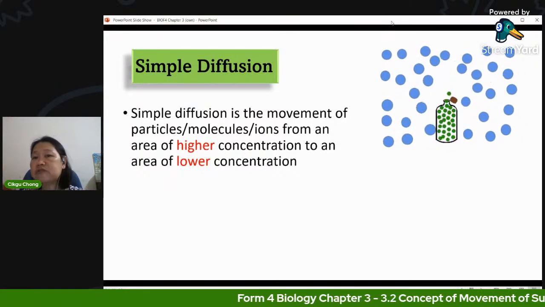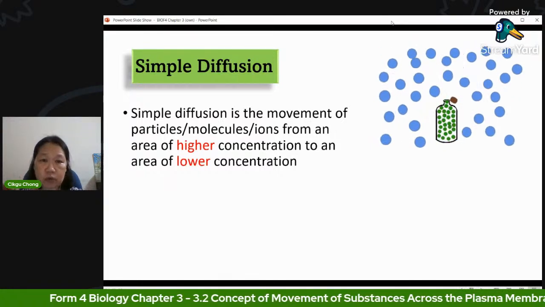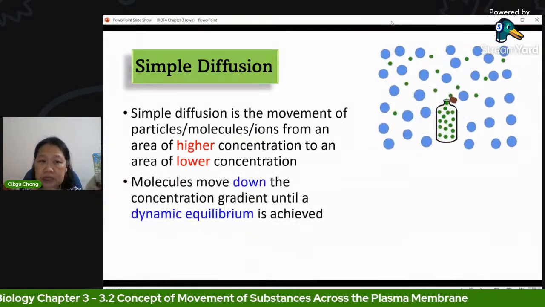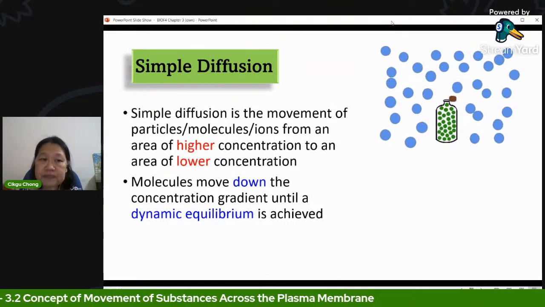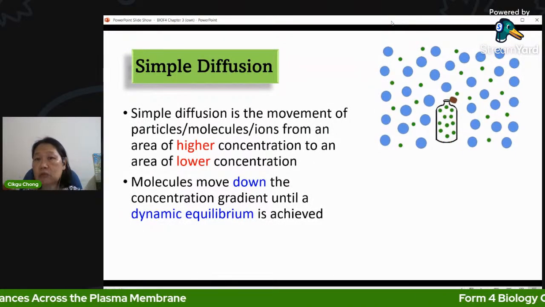In the beginning, there's not even one molecule of the gas. Then afterwards you can see it spreads everywhere. So that is the definition. And these molecules will move down the concentration gradient, that means more to less.